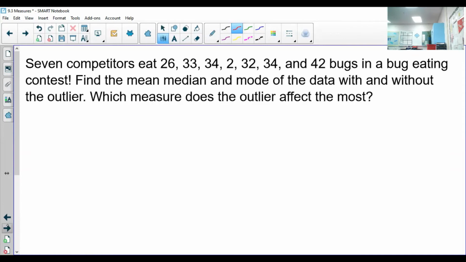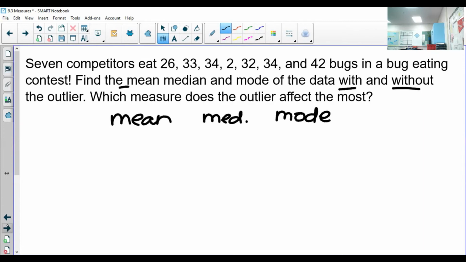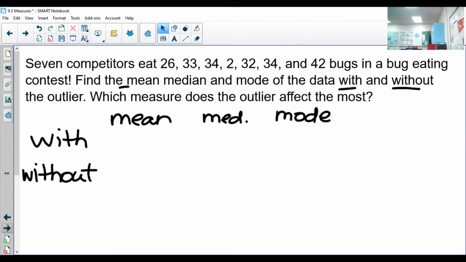So did everyone catch that, what we need to do here? They want us to find all 3. So we're going to have to find the mean, the median, and the mode. And they want us to find it with and without. So with the outlier and without the outlier. Oh boy. Okay, so here's what we're going to do. I'm going to do all my numbers for with an outlier in red. Okay, the first thing I'm going to do is start with the mean.